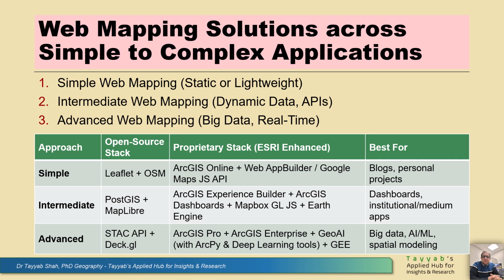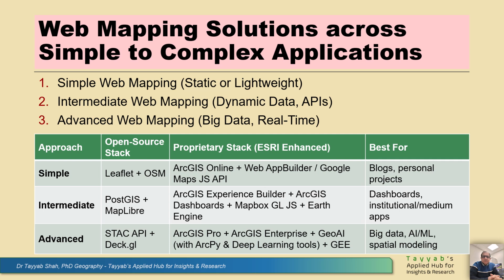And intermediate mapping is basically dynamic data APIs, which is you can see the platform. So the combination in terms of the open source and proprietary solutions. So I have a few examples for you in this table. If you want to look, the simple map could be a combination with Leaflet, OpenStreetMap, and personal projects and blogs. That would be the ideal case where people would like to use it.